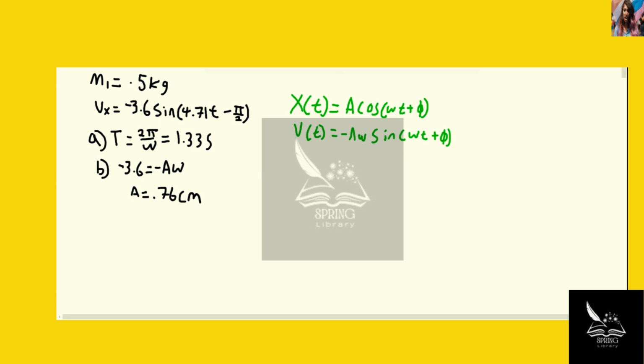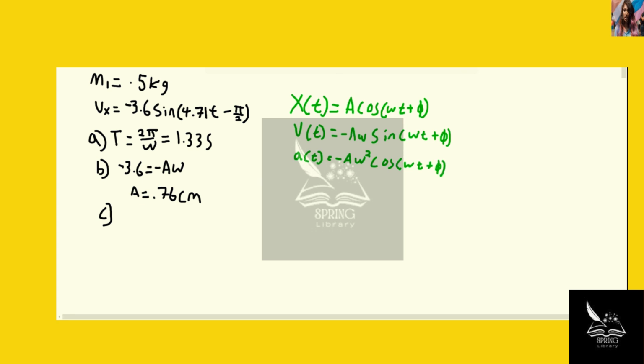Excellent. So now we're going to go on to problem C. Problem C asks for the maximum acceleration. We've got a great expression for position and velocity, but we don't yet have one for acceleration. So we'll write that down, and that's just going to be another derivative to get from velocity to acceleration. So we have acceleration with respect to time is going to be equal to negative A omega squared cosine of omega t plus phi.